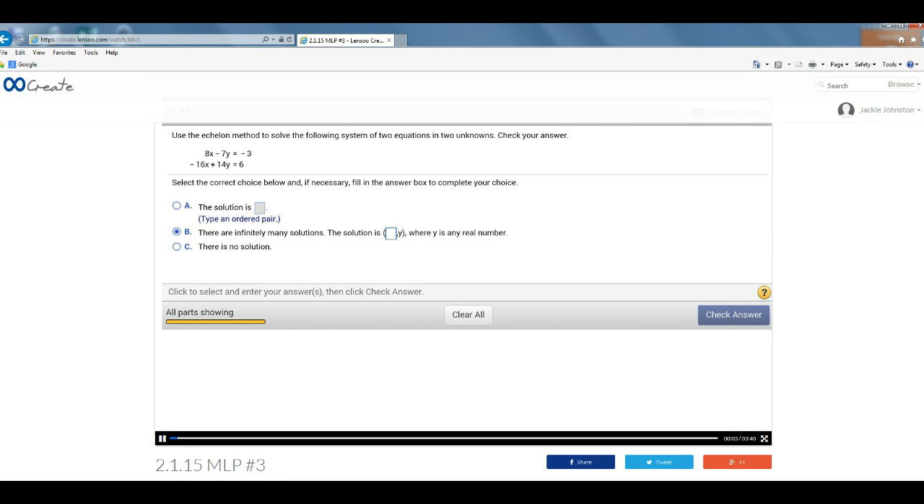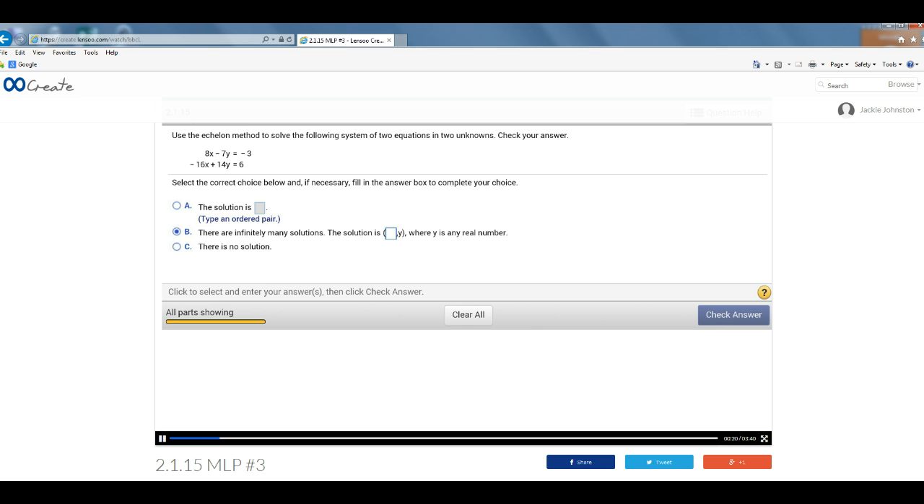We're going to solve an equation using the echelon method. I have 8x minus 7y equals negative 3, and the second equation is negative 16x plus 14y equals 6. So we're going to solve this by the echelon method.